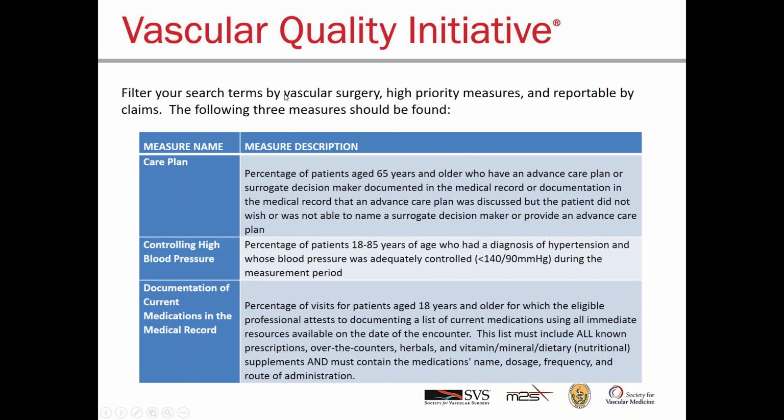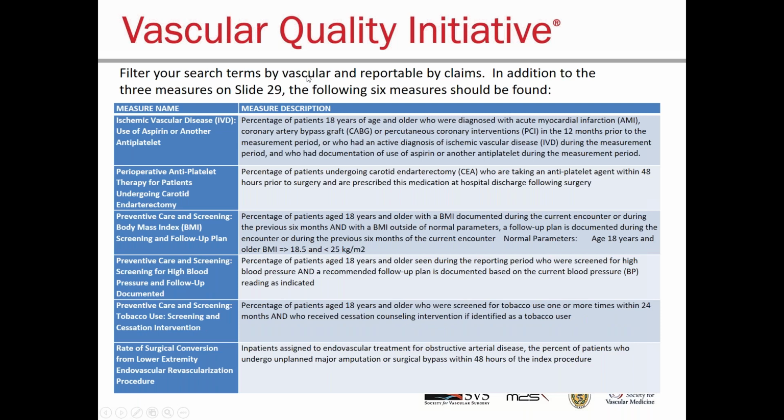So we searched, and we're going to show you this live in a minute. We searched vascular surgery, high priority measures reported by claims. So there was a care plan one, blood pressure, medication documentation measure. Then when we rejiggered the search terms and just put vascular and reportable by claims, we got an additional 6 measures. An IVD measure, antiplatelet measure.